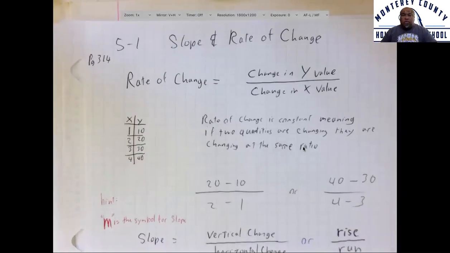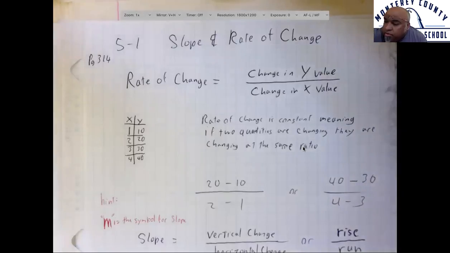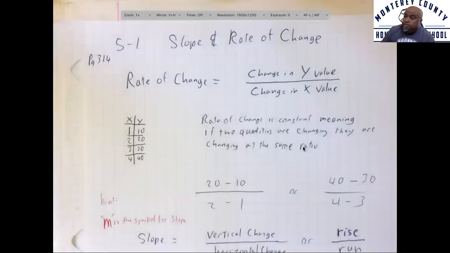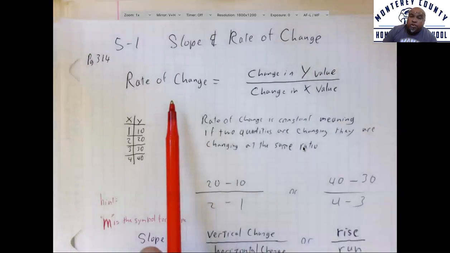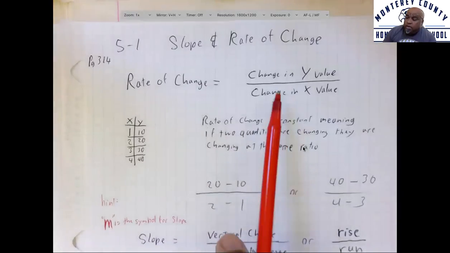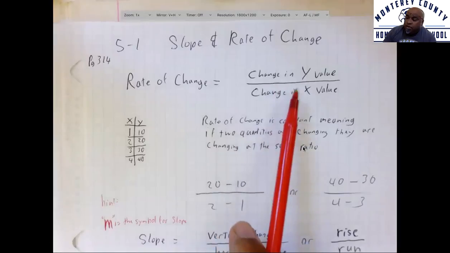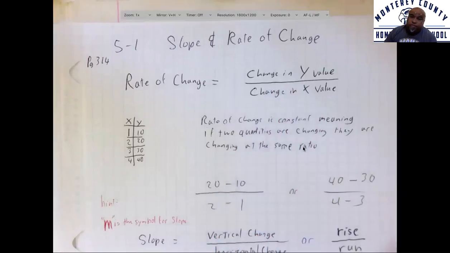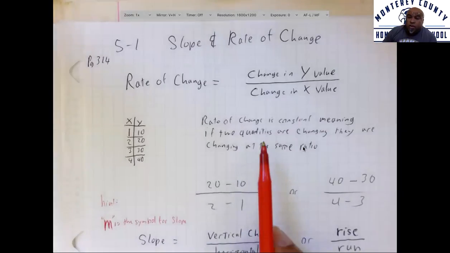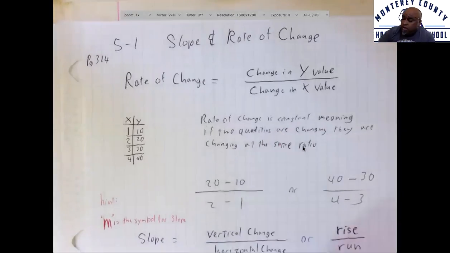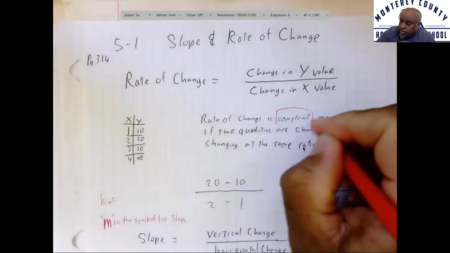Anyway, so let's go ahead and talk about slope and rate of change. First, I want to start with rate of change. Rate of change can be used with this formula, the change in your y value over the change in your x value. Okay? Rate of change is constant.